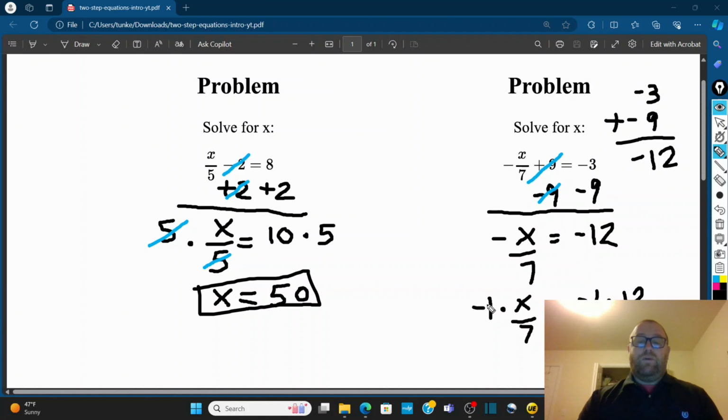Now, since we have a negative 1 being multiplied by the values on both sides of the equation, we can simply cancel out the negative 1. So we can rewrite this as x over 7 equals 12.